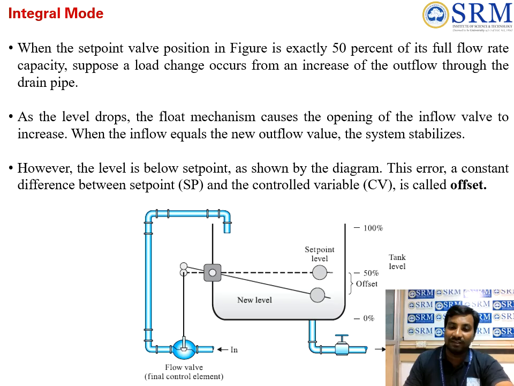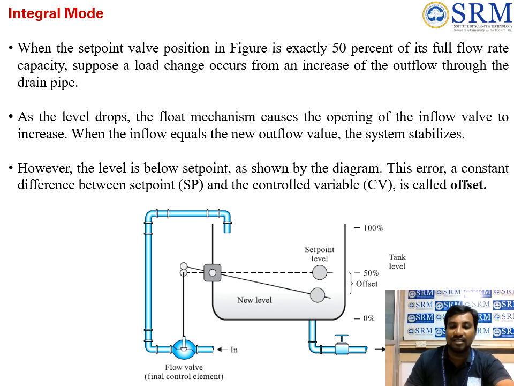This error, a constant difference between the set point and the control variable, is called offset. Some systems cannot tolerate this effect because they require that the control variable return to its original value. To eliminate the offset, an integral function is added with the proportional mode to the controller. The controller senses that there is a difference between set point and the controlled variable. As long as the error exists, the integral mode continuously causes the controller to adjust its output until the offset returns to zero.